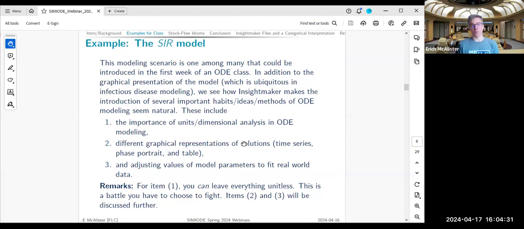You get those different graphical representations as time series, a phase portrait, or in table form really immediately. Because it's so easy to generate these things, the students can get a feel for what they tell you a lot more easily, I feel. And the adjustment of sliders to see what happens to solutions without dealing with all of the algebra is very helpful to students.